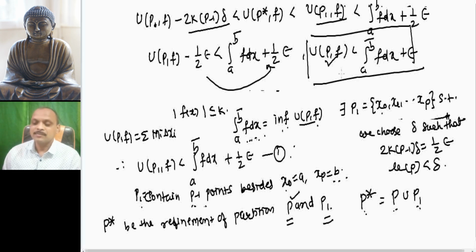What is our delta? Delta is given by 2k(p minus 1) into delta equal to 1 by 2 epsilon. Epsilon is any positive number. Okay, in such a manner we can prove that LPf is greater than the lower integral minus epsilon. So this is about the Darboux theorem.